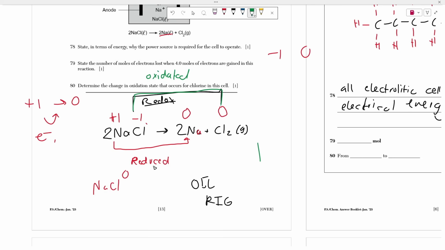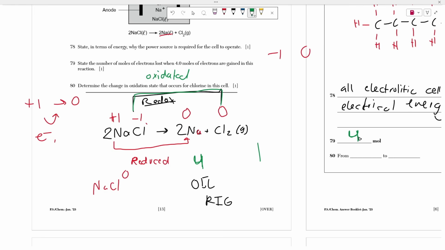So if 4 electrons are gained, how many electrons have to be released? Well, for you to gain 4 electrons, you have to have gotten them from somewhere. In this case, you're getting those 4 electrons from this chlorine that's losing them. So if this sodium got 4 electrons, that means that this chlorine had to have lost 4 electrons. So number 79 has to be choice 4. Or not choice 4, but just the number 4, right?